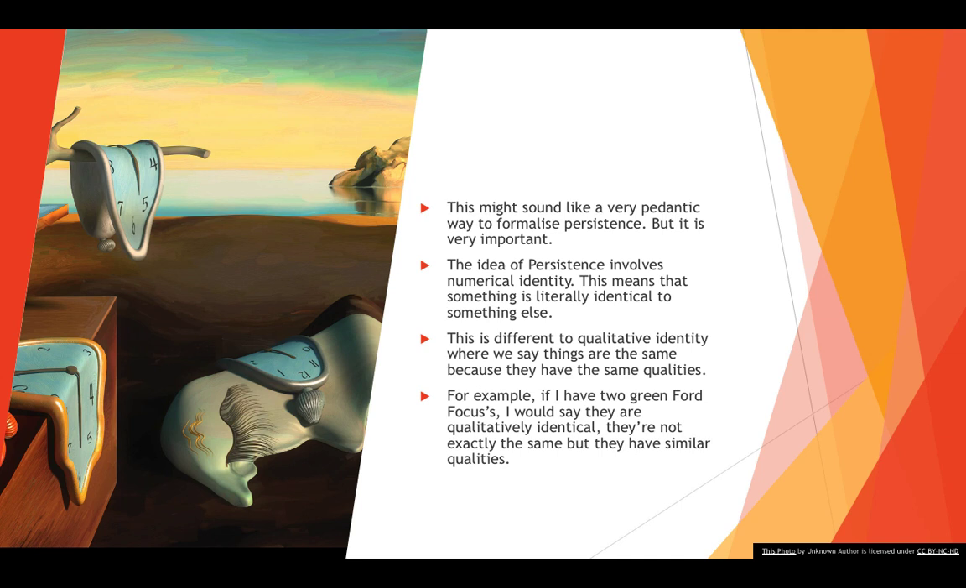For example, if I had two green Ford Focuses side by side, I would say that they are identical, but I wouldn't say that they are numerically identical. What I'm saying is that they are qualitatively identical. They share the same qualities, i.e. the quality of being a Ford Focus and the quality of being green, but they're not numerically identical. They're not the exact same car. And that's the point we're trying to work out here. How can we have two things that are exactly the same that exist at two different points in time? It's a very deeply metaphysical question.